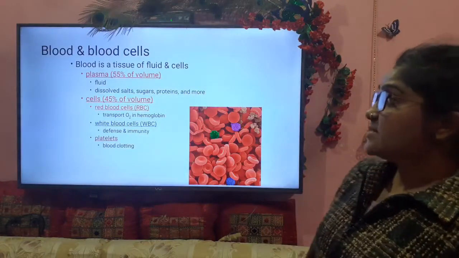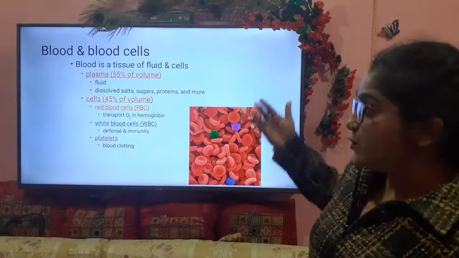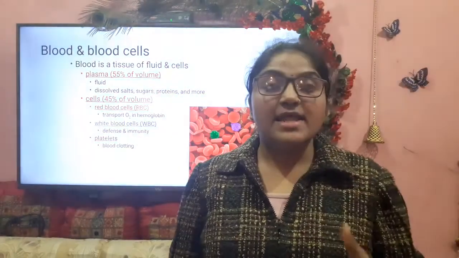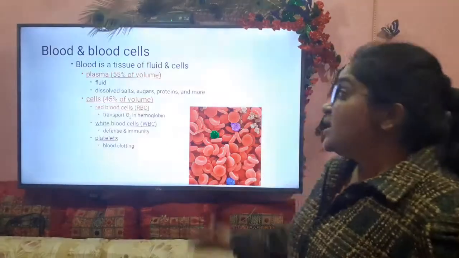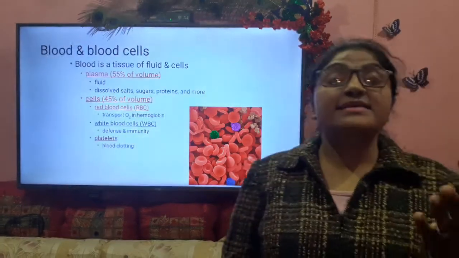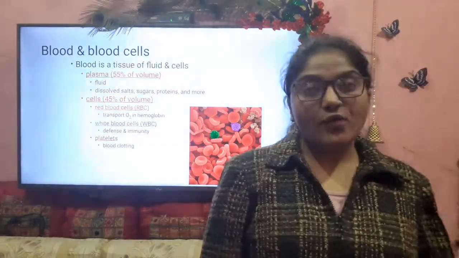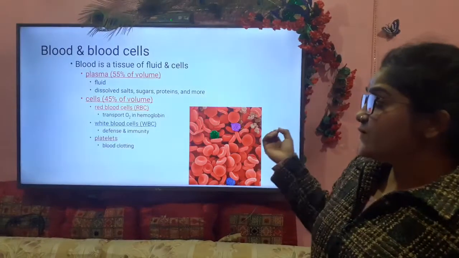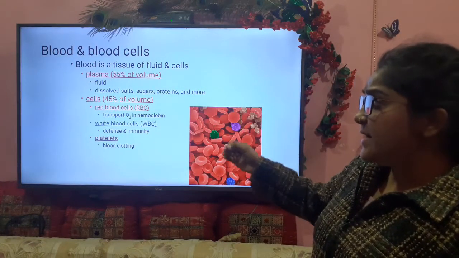Blood and blood cells. Blood is a tissue of fluid and cells. It is further divided into two parts: plasma and cells. Plasma makes up 55% of the volume; it is a fluid that dissolves salt, sugar, proteins and more, and it is colorless. Cells make up 45% of the volume of the blood, and they are divided into RBC, WBC and platelets.